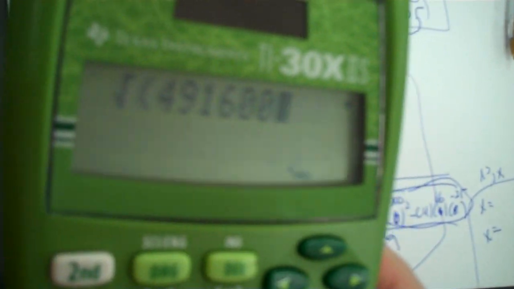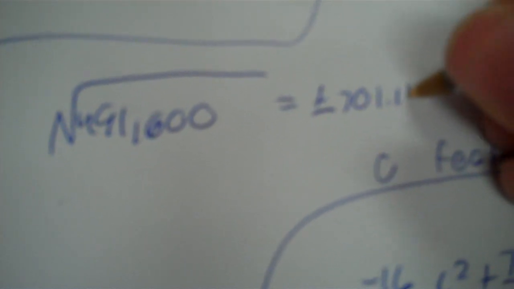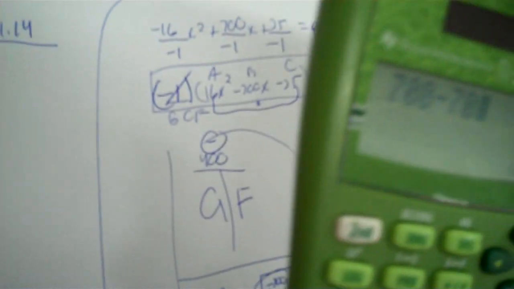So now I find the square root of 491,600. And I got 701.14. 700 plus 701.14, click equals, divide by 32, and you get 43.79. And then we take 700 and subtract 701.14, click equals, divide by 32, and you get negative 0.04. So obviously the positive is the answer we want, 43.79 seconds to get from 25 feet to 0 feet.